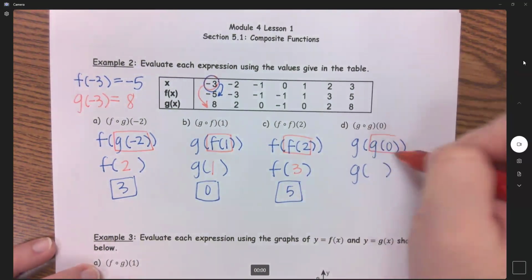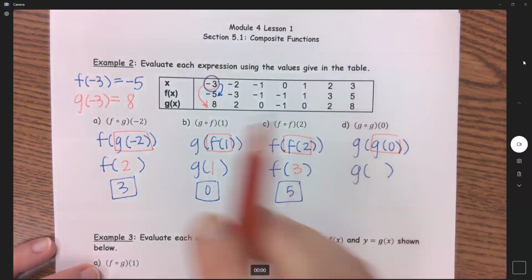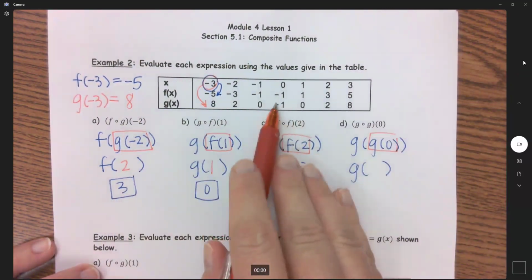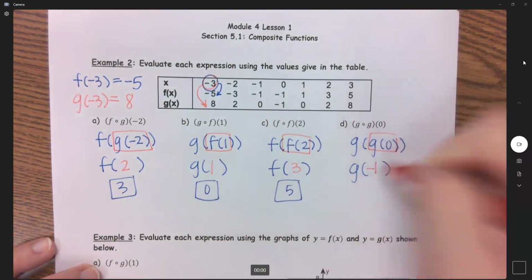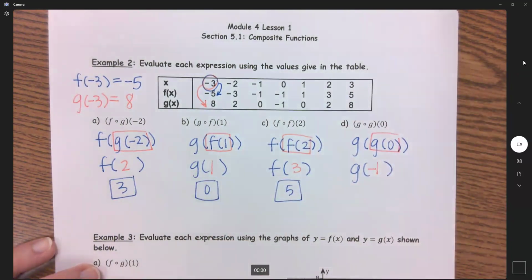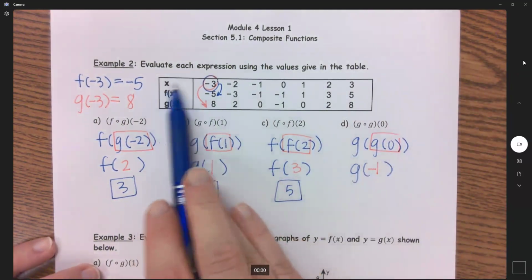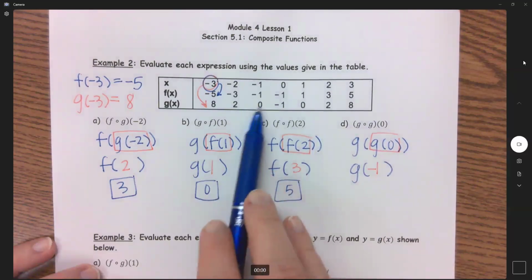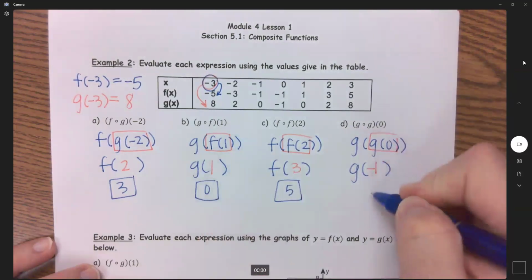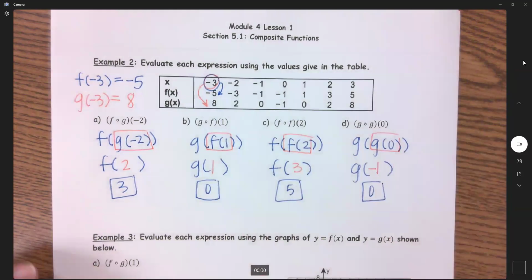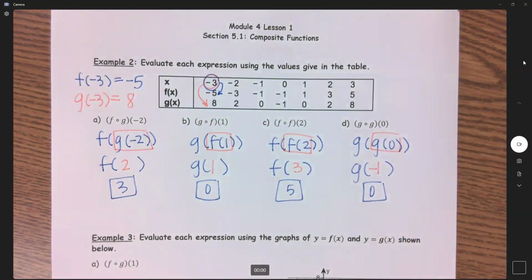So what is g of 0? As I go along my x to 0, we get -1. And then g of -1, go along that x to -1, and g gets me back to 0. So that's how we use that table to evaluate. If you can understand that table, this is much easier than what we did in example 1.